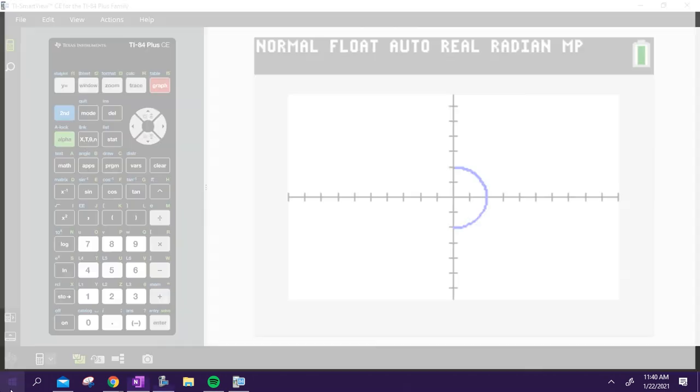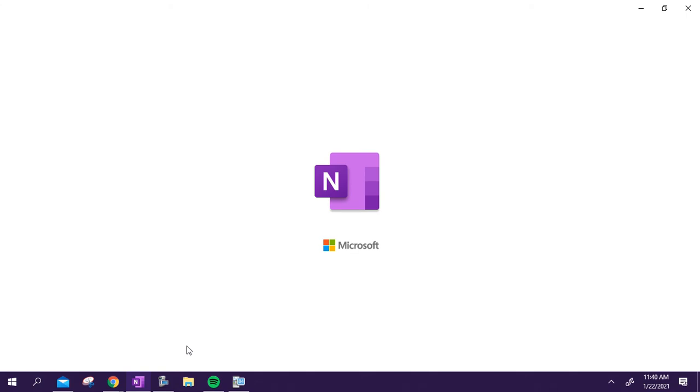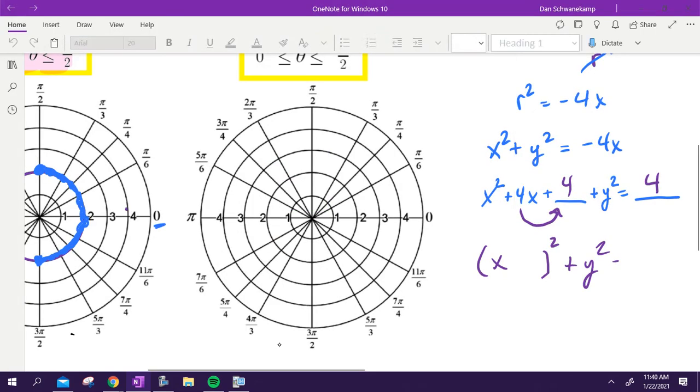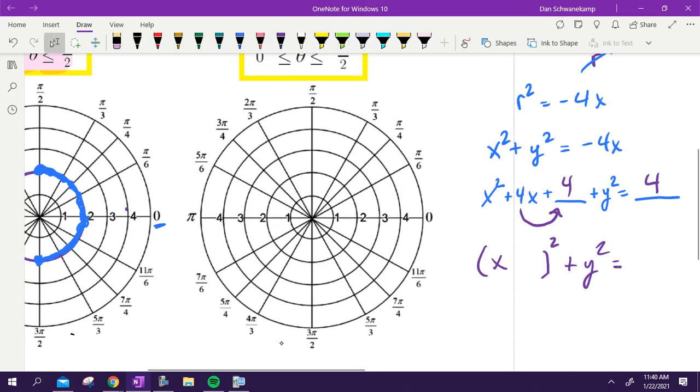My screen just died. X squared plus y squared equals 4. Then all I got to do is fill in the number with my x. Show me with your fingers what number goes with your x. It's 2 because you're factoring this guy right here. It factors into x plus 2 and x plus 2. Or just take that number, cut it in half. So it's a circle.